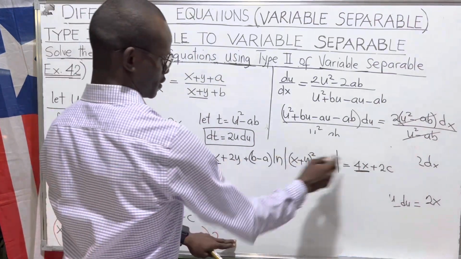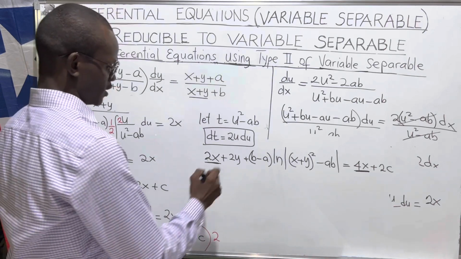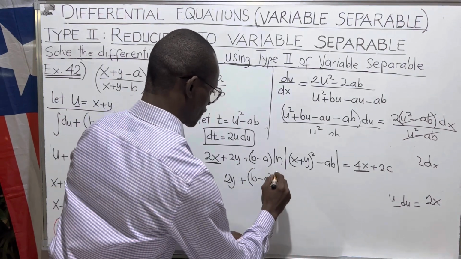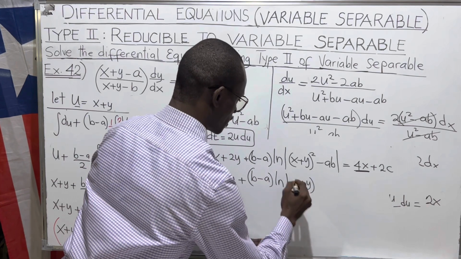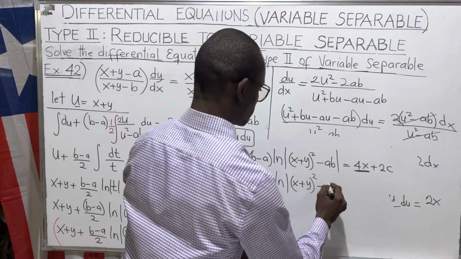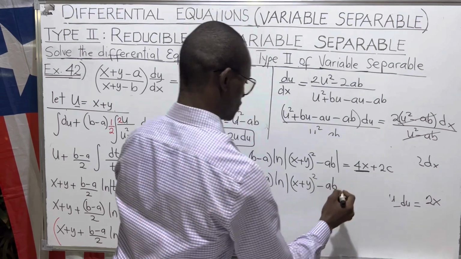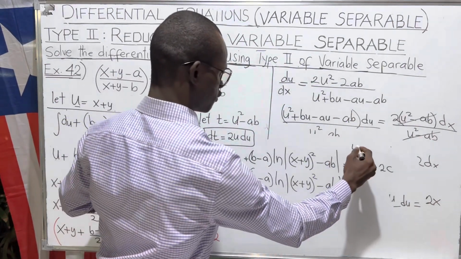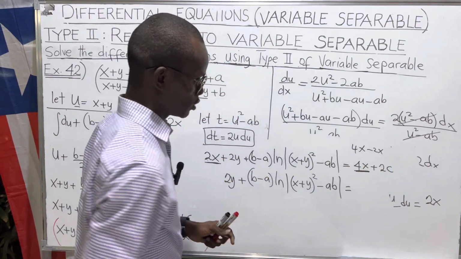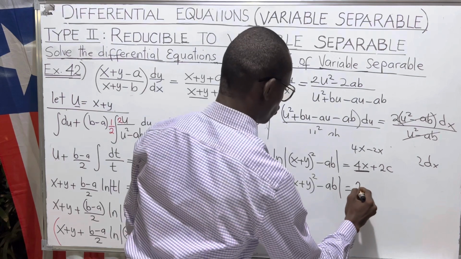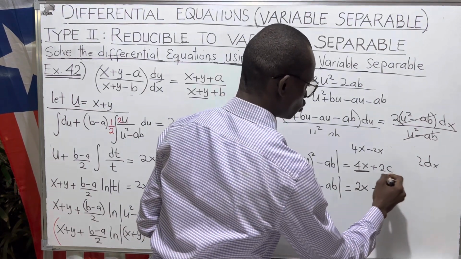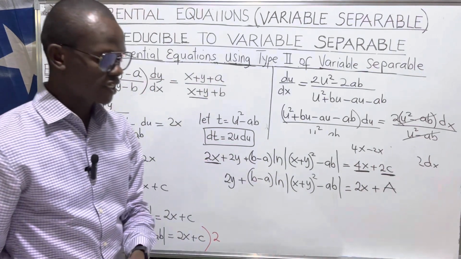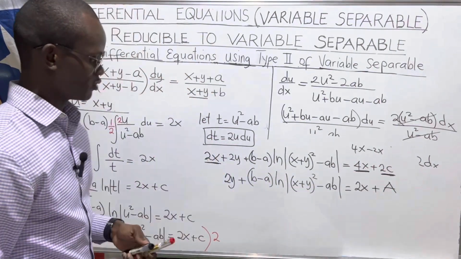So we know that if we deal with these two, what we're going to get. So this is now 2y plus (b minus a) ln of (x plus y) all square minus ab all equals, now 4x, if that goes across, it becomes minus. So it's 4x minus 2x. So it's just equal to 2x. So this is now 2x. Plus, now this 2 arbitrary constant c, we just represent it with another constant because it's still a constant. If you differentiate 2c, it gives you 0. You differentiate a, it gives you 0.